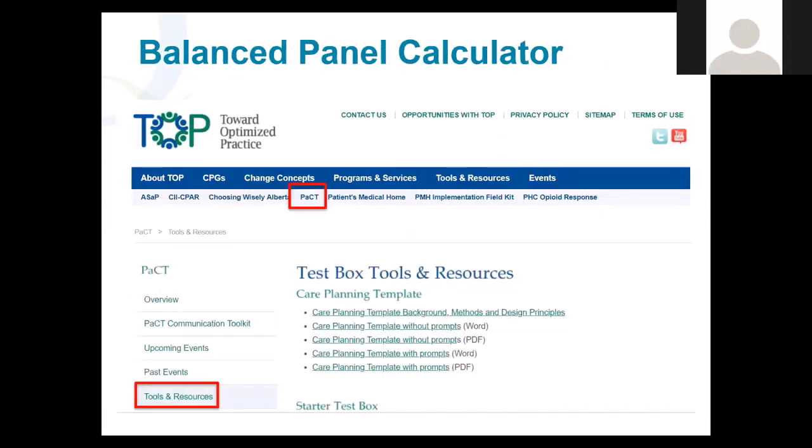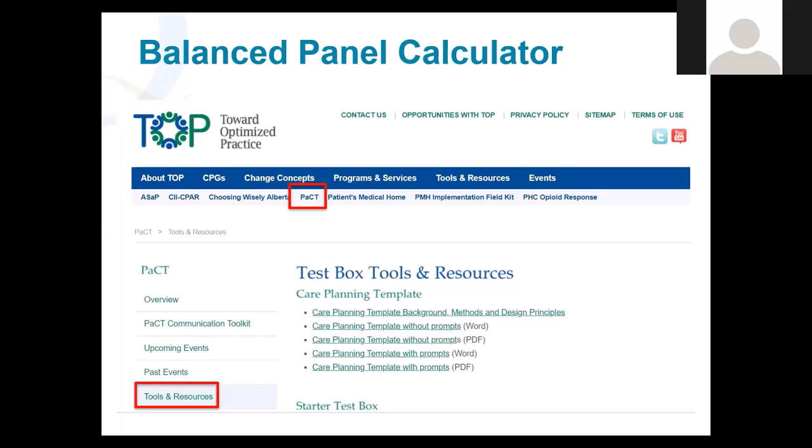Yeah, so let's look into the balanced panel calculator. Now, for those of you who have been through access improvement measures and really dived into it, there are some very, very complicated calculators that you can use, but we're going to share a really, really simple one. And you can find this. We made it available through the innovation hubs that we were working with on PACT.